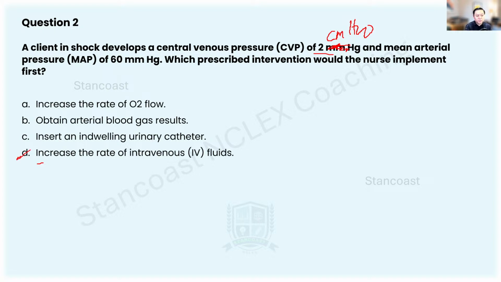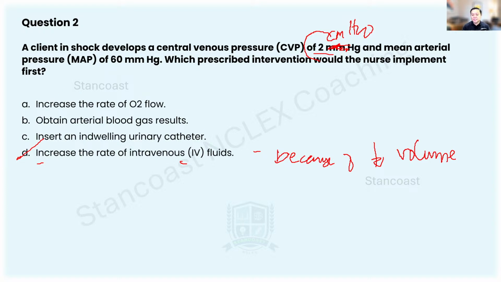We will do this because of decreased volume. The CVP value is 2 cm water, so we need to administer the IV fluids in order to restore the circulating fluid volume.